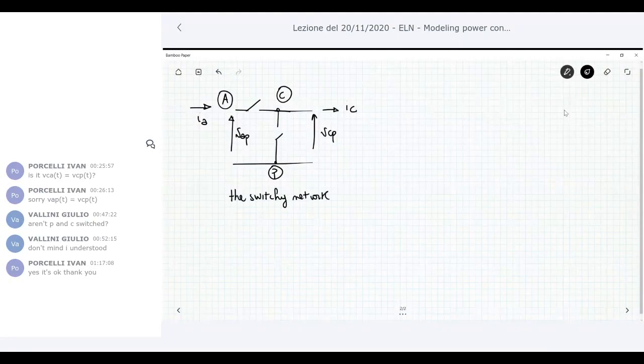The method that I'm going to describe here is called the PWM switch averaging method. The name stresses the fact that I'm going to average just the pulse width modulator switch, so the switch network.